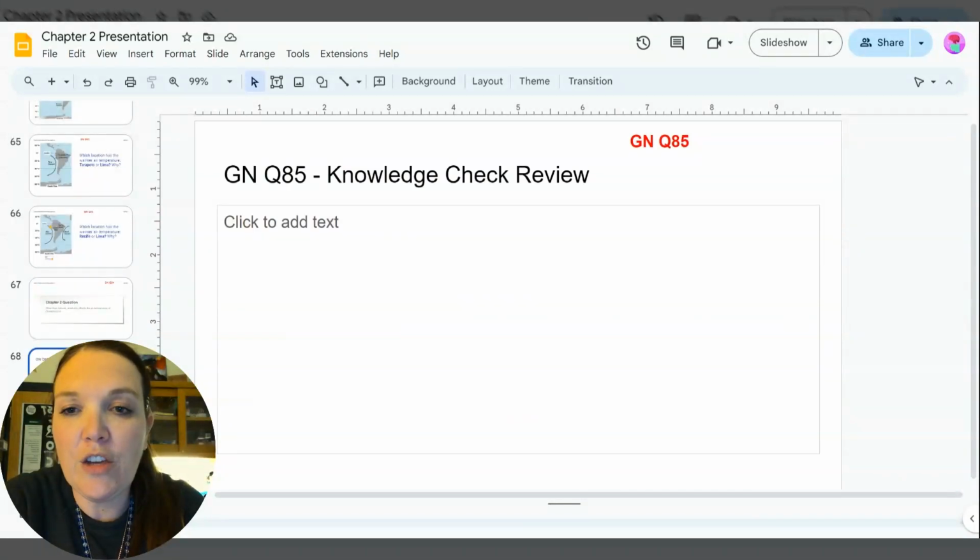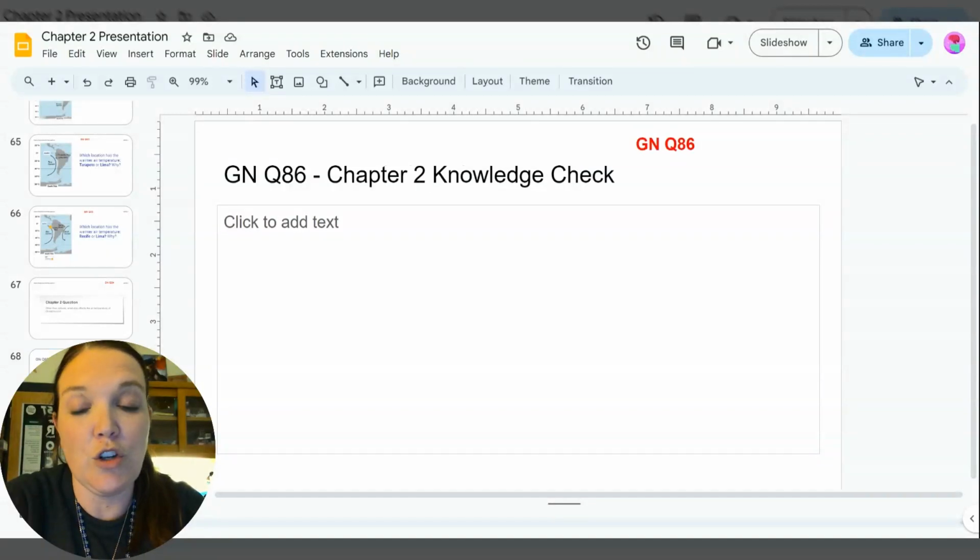Okay, when you finish that, you are ready for guided notes question 85, knowledge check review. Make sure you come up and check with me, to make sure you have completed the guided notes to its full extent so that you are ready for question 86, which is your actual knowledge check.